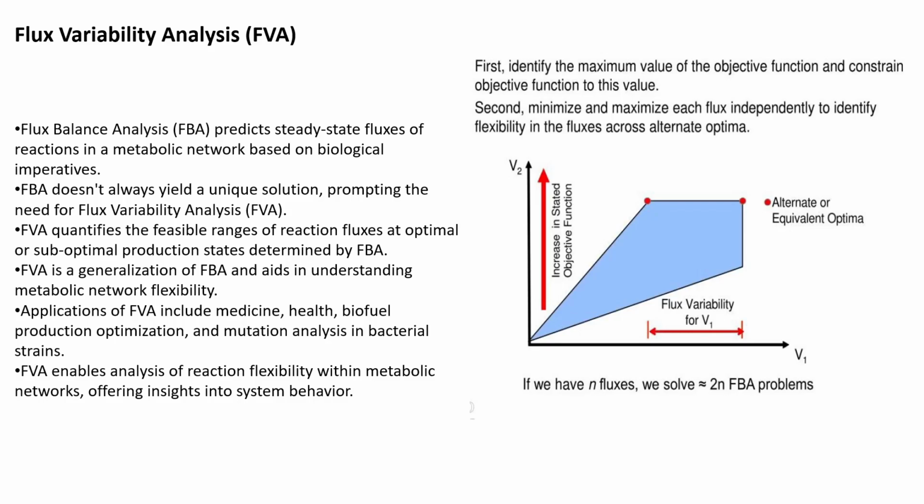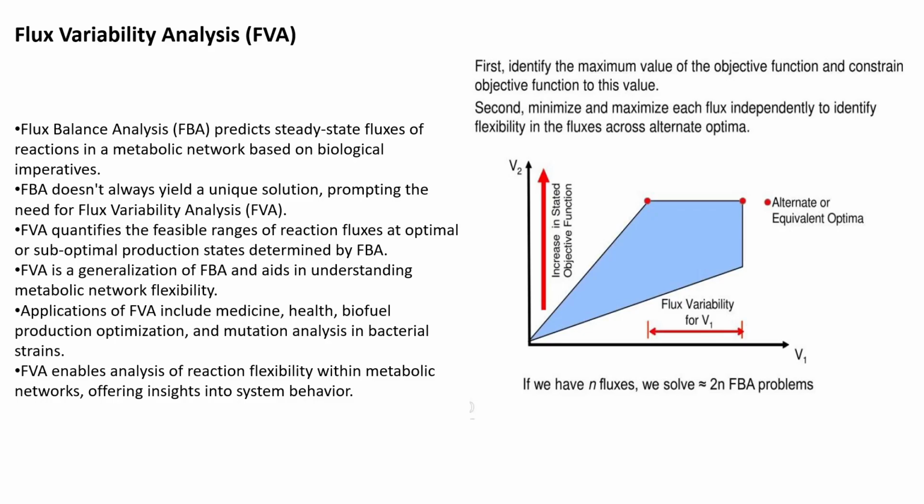I've listed a few down here: medicine, health, etc. It enables analysis of reaction flexibility within metabolic networks, offering insights into system behavior. Now, this is one of the most important points of FVA, that it enables analysis of reaction flexibility. This is the variability that you're getting with the particular fluxes. There you can have a maximum and a minimum value. You always have a plus minus, be it standard deviation or standard error or whatever the variability factor is. There is a maximum of this variability and there is a minimum.